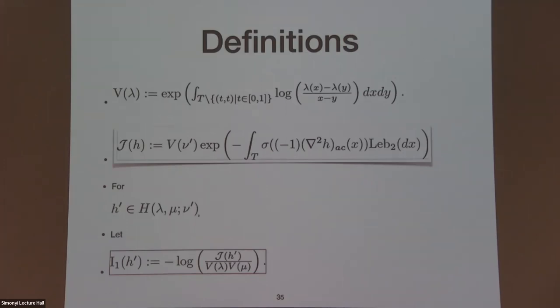So now I'll talk about the large deviation principle for hives. For hives, the rate function is given in terms of this integral. It is the negative log of this J by V lambda V nu. This is again the continuous analog of a Vandermonde determinant. So now we are talking about large deviations for these surfaces above the pink diagonal on the triangle T.